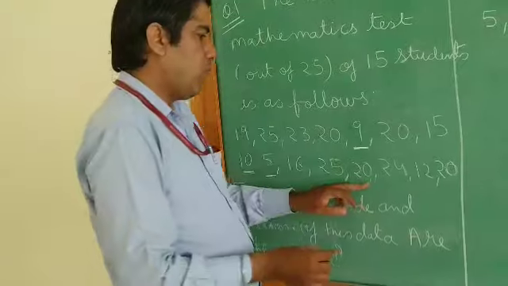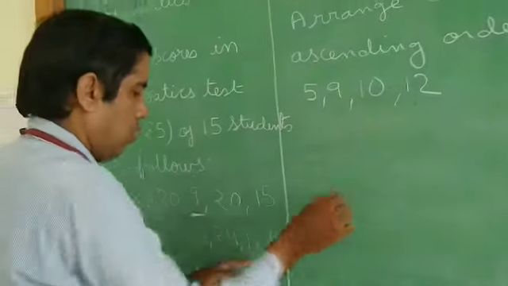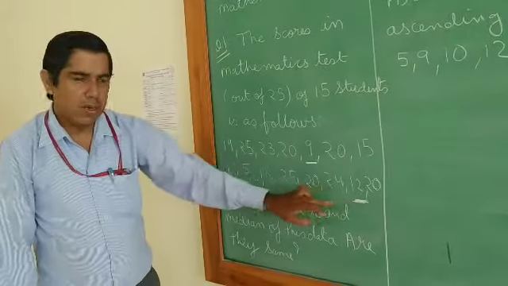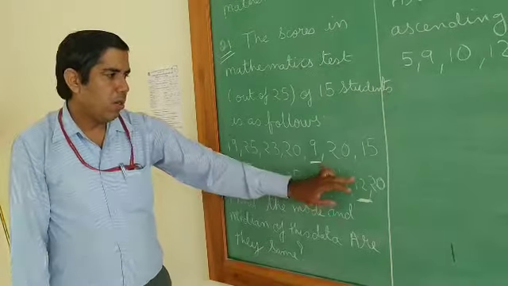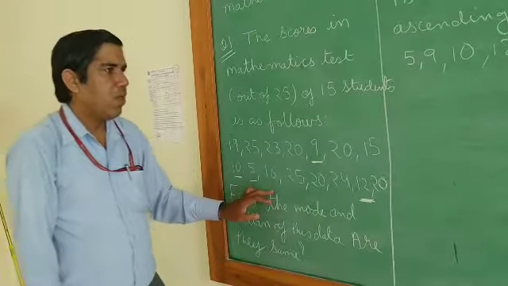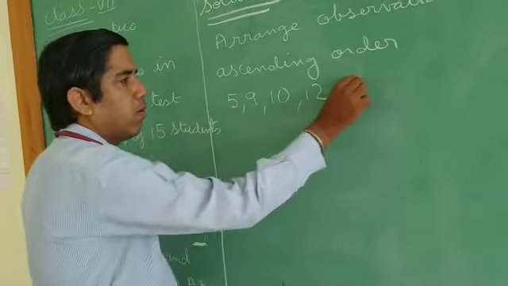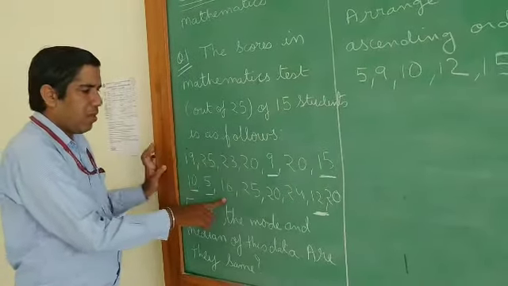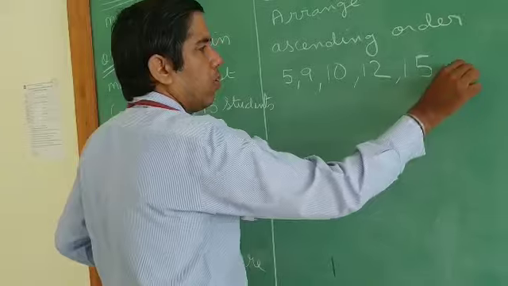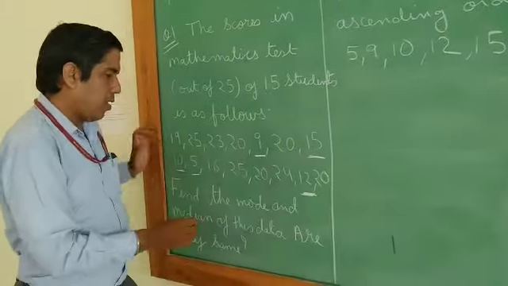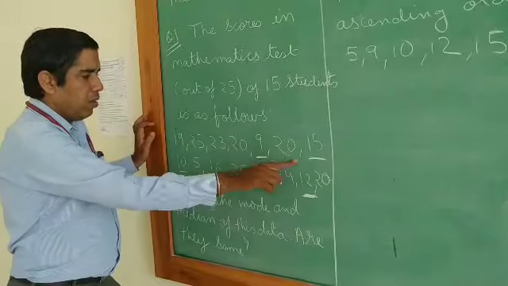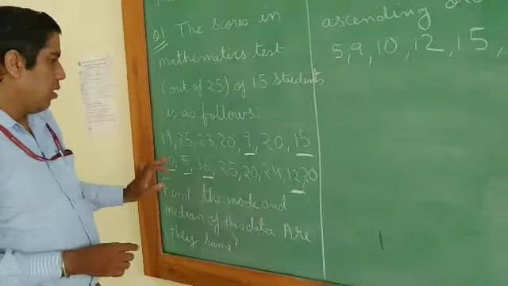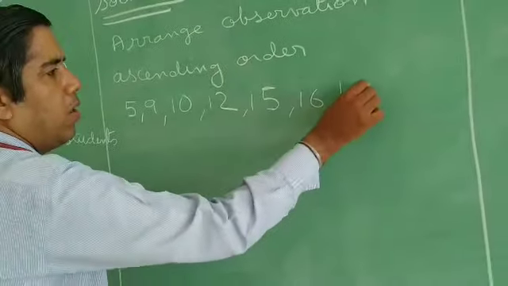Now let us see. 11 is there? No. 12 is there? Yes. So I am tick marking 12 here. 13 is there? It is not there. 14 is there? No. And 15? Yes, 15 is there. So let us tick mark 15. Now you can see 16 is there. Yes. So tick mark 16. 17 is there? It is not there. 18? It is not there. 19, yes. So let us write 19.